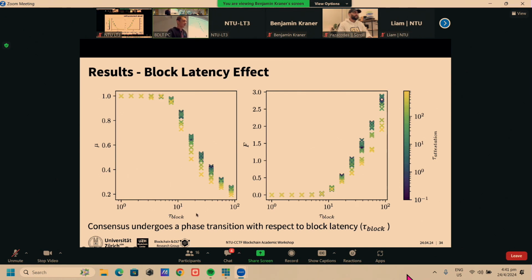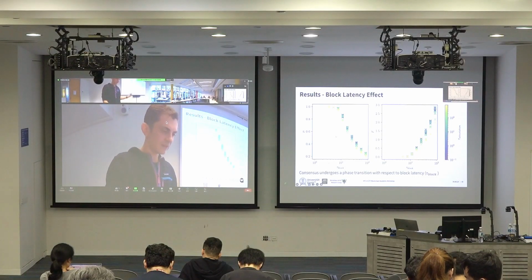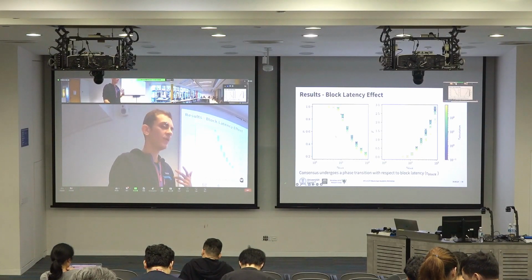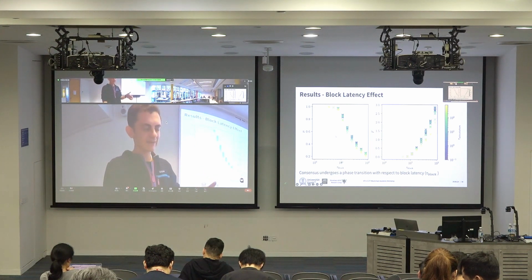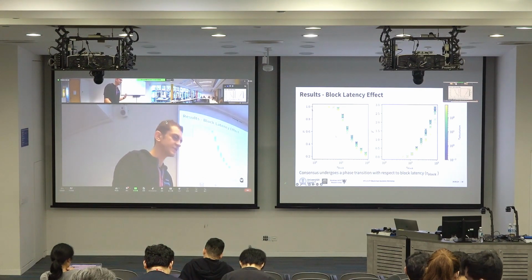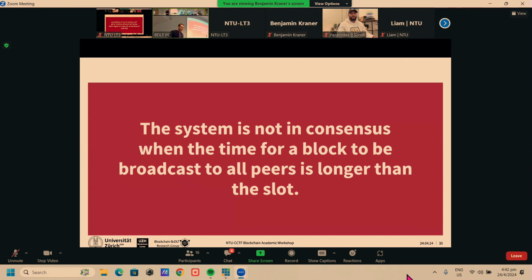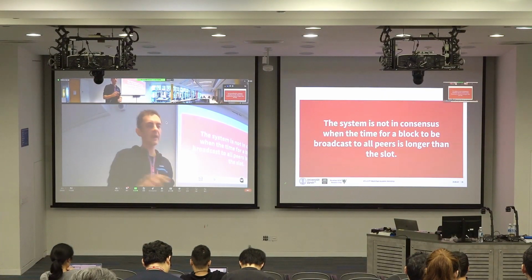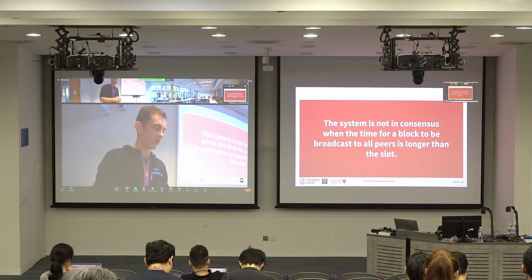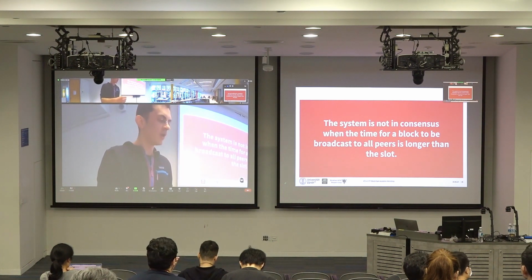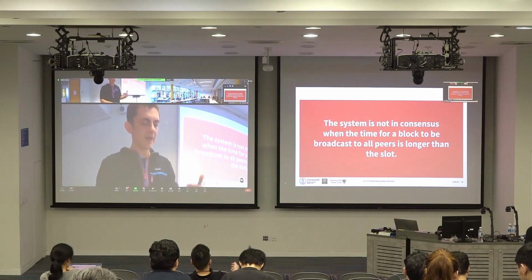We want to take a look at what happens if the latency of sending blocks throughout the network increases. We observed that at some point, let's say at 10 seconds, this starts to deteriorate quickly. So you witness this kind of phase transition where you go from a state in consensus to a state where consensus is not given anymore or goes almost to zero. What we observe is that the system goes out of consensus when not all peers can get the block in time for the slot. So they are attesting or already creating a new block, and that's what we think is happening.